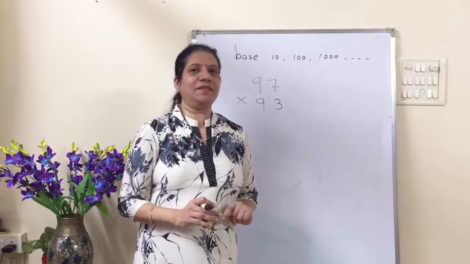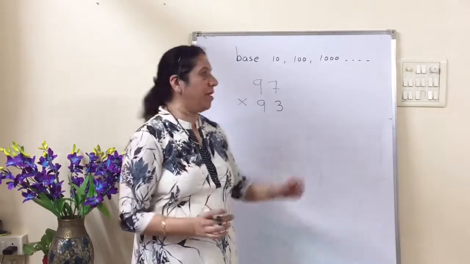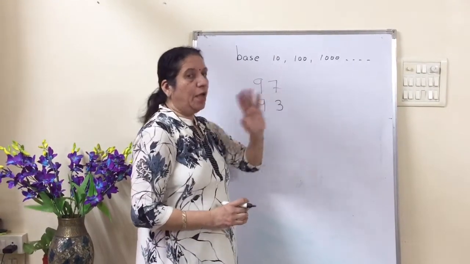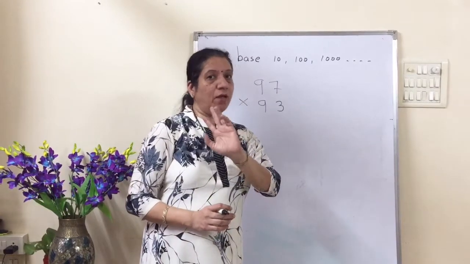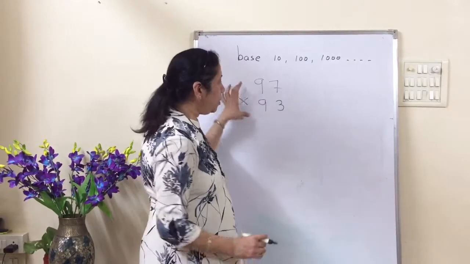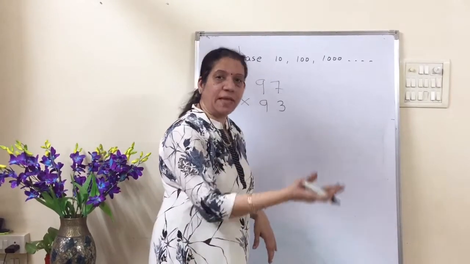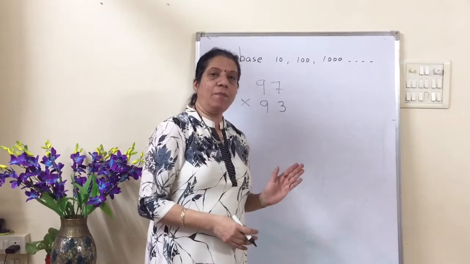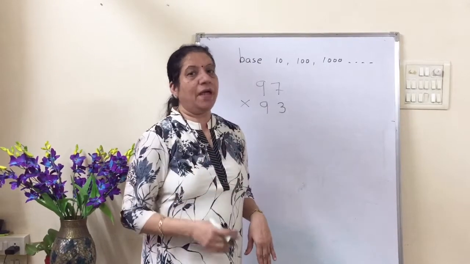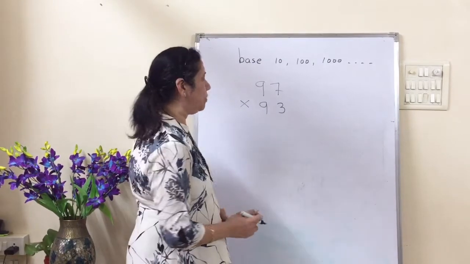Now let us take the sums in which we have base 100. So this base is 100. So we will write down three types of sums in which both the numbers are less than 100, both the numbers are greater than 100, and one number is less than 100, one number is greater than 100. Let us see how to do this multiplication.